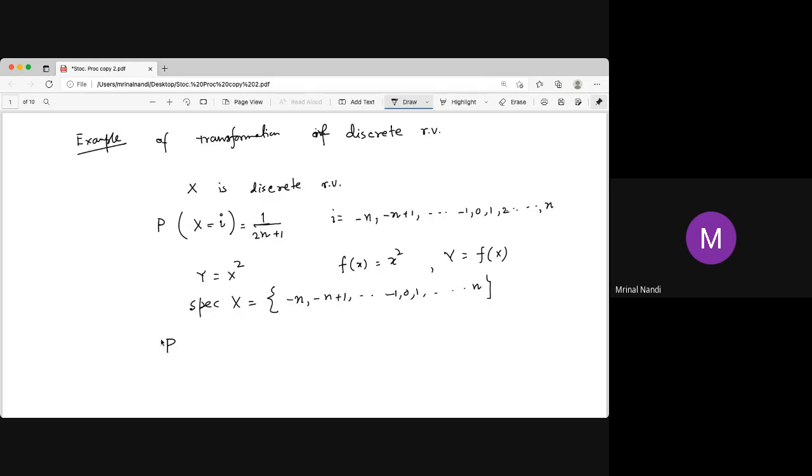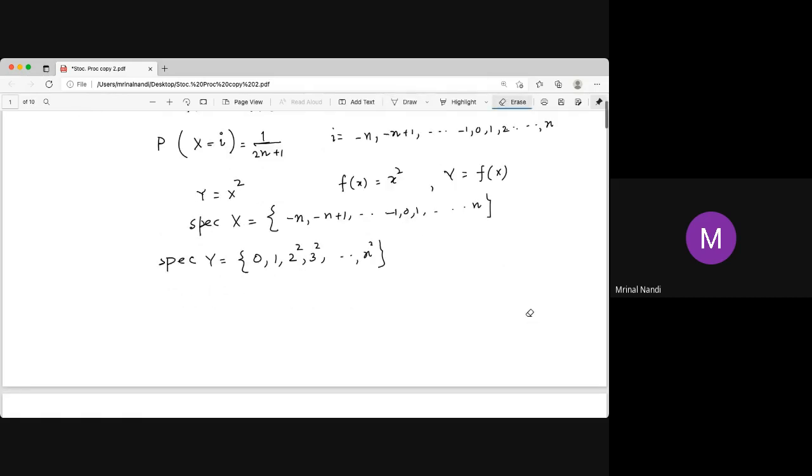But what is the spectrum of y? For example, say n equal to 3, so it is minus 3, minus 2, minus 1, 0, 1, 2, 3. Then the spectrum of y is just 0, 1, 2 squared, 3 squared, up to n squared. So there are n plus 1 values in the spectrum, because 3 squared is 9 and minus 3 whole squared is also 9. So for n equal to 3, y can take only the values 0, 1, 4, 9, so only n plus 1 values.